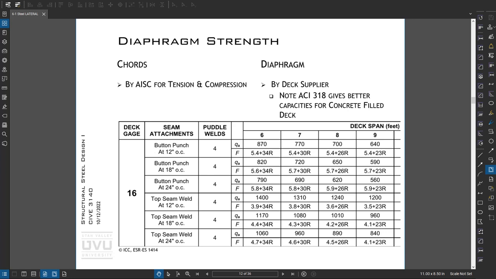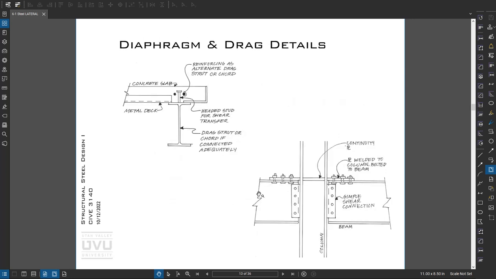Okay, a few little details on diaphragms and drag struts. In this picture here, we can use the rebar in this slab to act as our diaphragm tension and compression elements, or we could use a metal beam, steel beam, and a concrete beam to also act as our drag strut or connector. The key here is we're transferring load from the concrete to the steel with a headed stud.